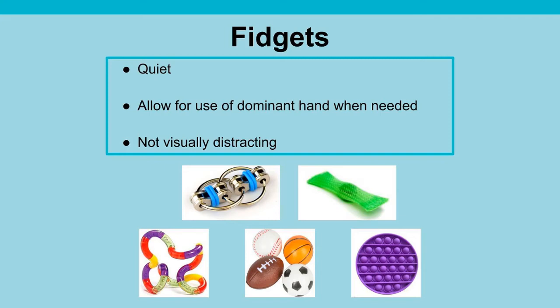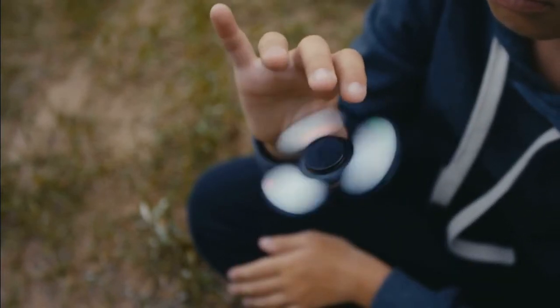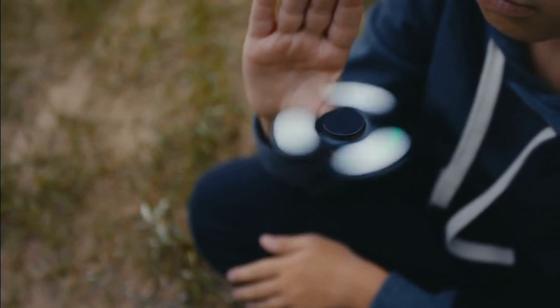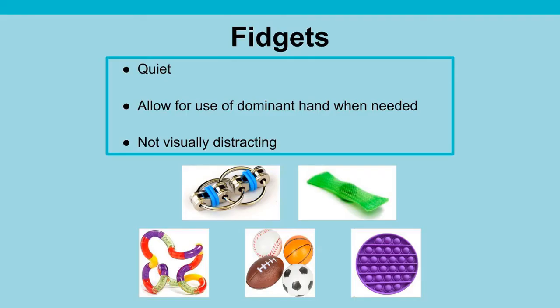In order to support attention to task, fidgets should be quiet. No clicking, popping, or snapping sounds. Ideally, fidgets should be used in the non-dominant hand, allowing a student to continue writing or paying attention to instruction. Finally, students should select fidgets that can be used without having to look at them. Visually distracting fidgets often turn into toys. The goal is for the fidget to provide a sensory experience or small physical movement that is not noticed by others and actually increases the student's attention to task.